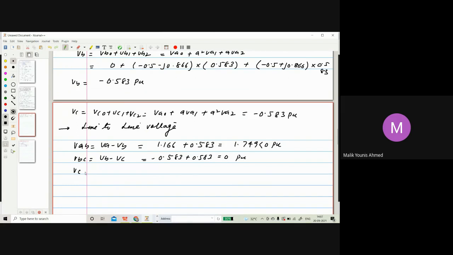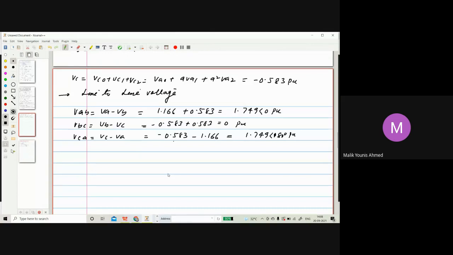Similarly, VCA will be VC minus VA. VC is minus 0.583 minus VA, which is 1.166, that will be equal to 1.749 at an angle of 180 per unit. I'm not including J values. You can see we are bothered more about the magnitude, but you can take J values also. So it will come out to be 180.